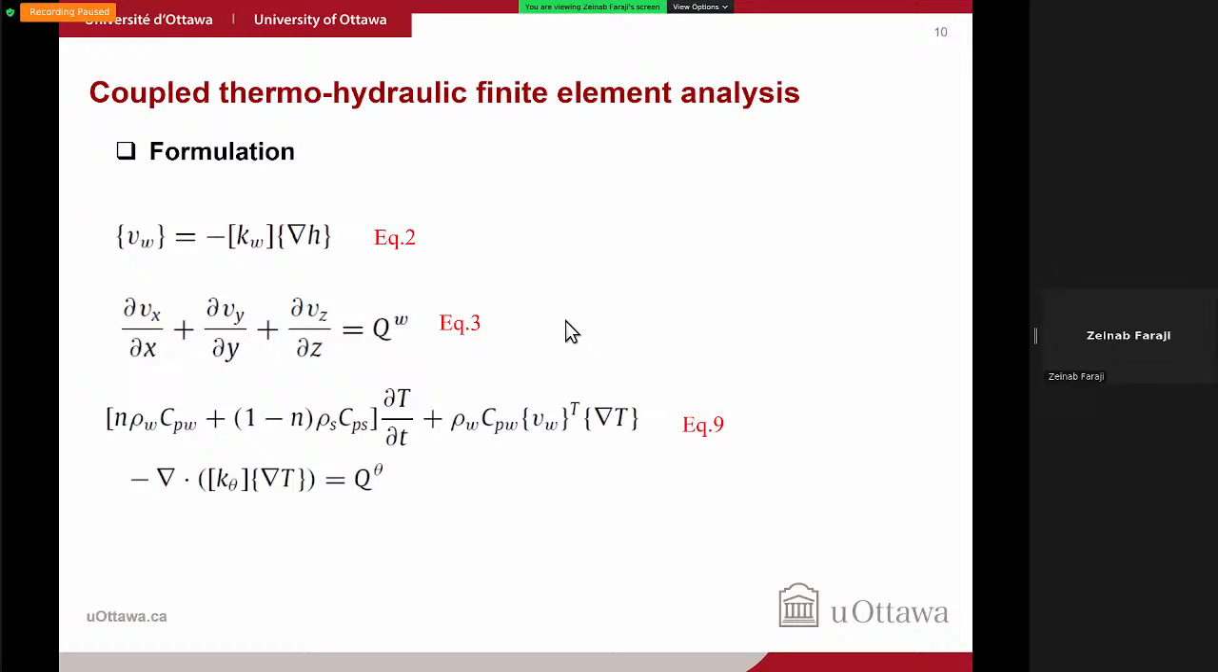Finally, the combination of equations number 2, 3, and 9 leads to the finite element formulation for the coupled thermohydraulic problem. This equation is the seepage velocity, equation number 3 is the steady state seepage velocity, and this equation is the equation of heat transfer for both conduction and convection.